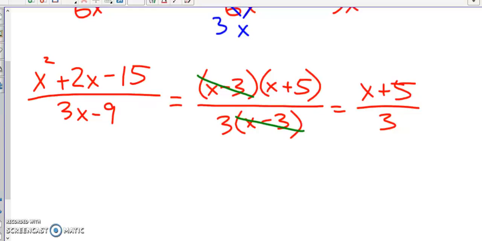All right, so this is part 2 of section 6.1. Let's do some more examples.